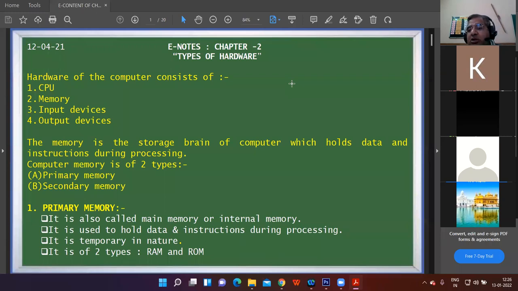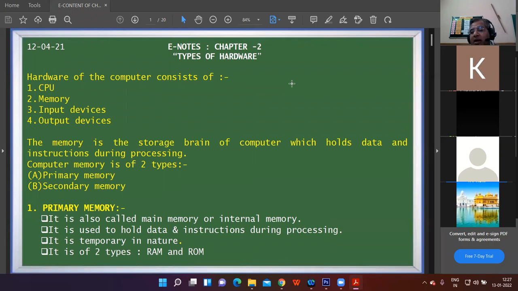It is based on the types of hardware, types of input devices, output devices, and the memory devices. In a general sense, what is hardware? I have already told you, hardware means the physical components of a computer, the parts of the computer which you can touch and see, like your keyboard, mouse, scanner, printer, your CPU, your hard disk. All these are types of hardware, right?